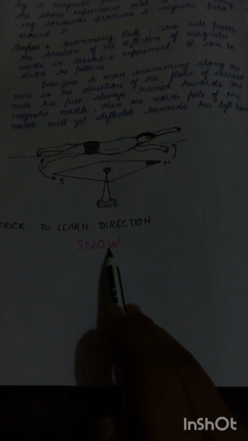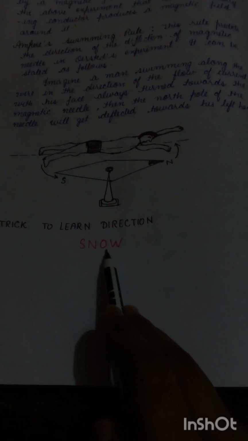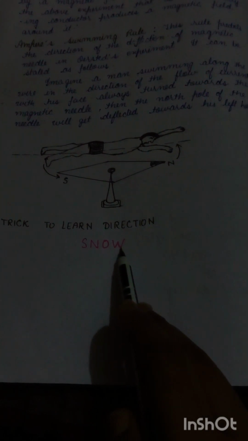Now there is another trick to remember the direction, that is SNOW. What does it mean? When the current is flowing from south to north and the wire is placed over the needle, then the north pole is deflected towards the west direction. Okay, thank you so much.